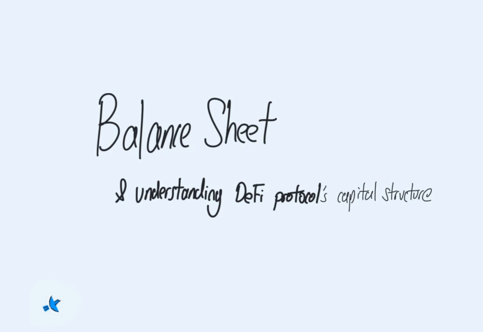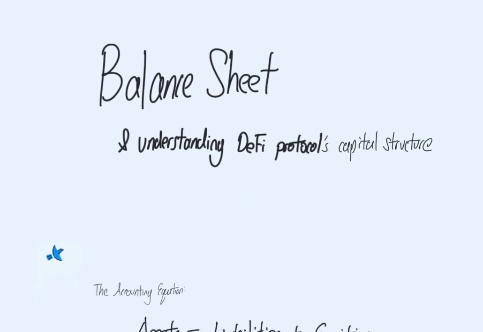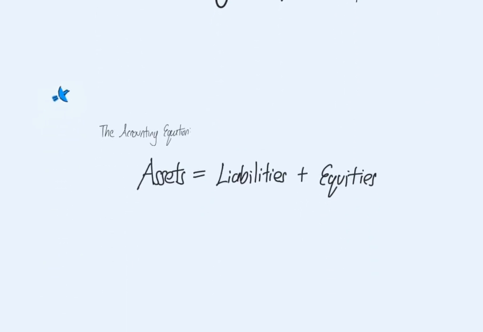Combining that with what we learned in the previous videos, we can use this to evaluate a protocol's liquidity and solvency positions. To start, let us first look at the accounting equation. It goes like this: assets equals liabilities plus equity.